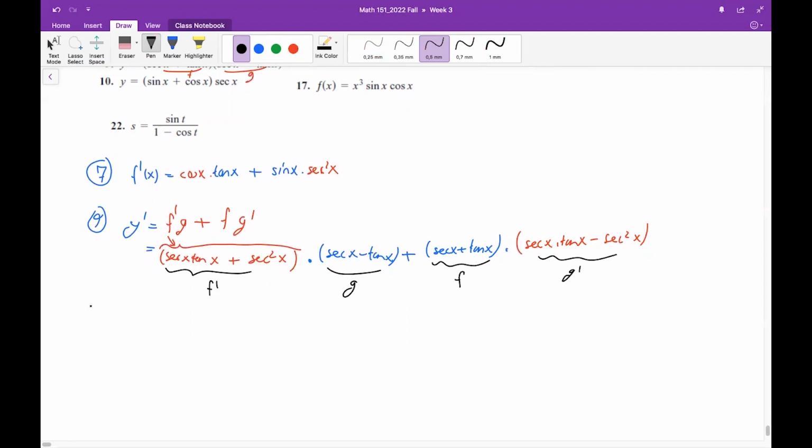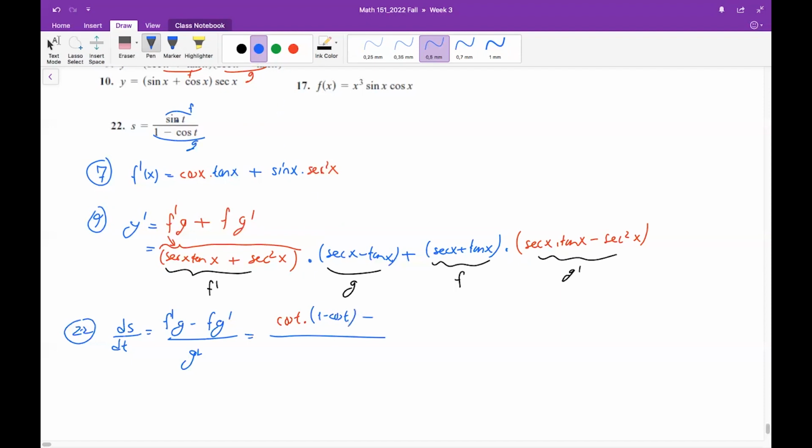And finally, we can solve 22 and stop there. Look at 22. ds over dt is what we want to compute. Okay, this is a quotient function now. That's why we will apply the quotient rule like this, divided by g square. Okay, this is your f and this whole thing is your g. What is the derivative of f? The derivative of f is cosine t times the denominator function, which is 1 minus cosine t, minus. Now f stays the same, sine t, times the derivative of the denominator function.